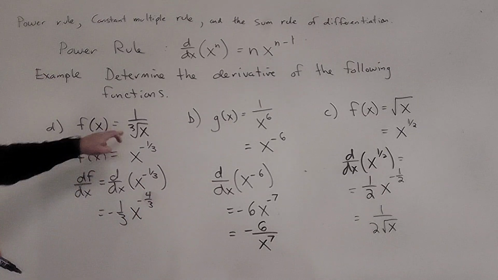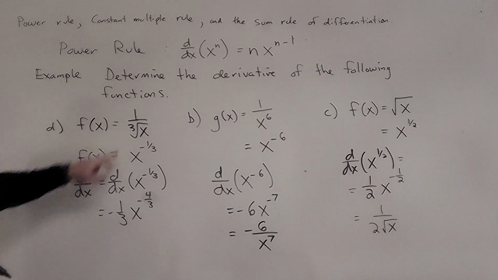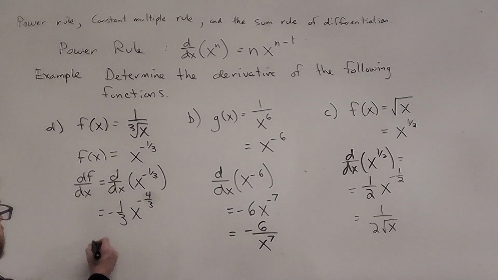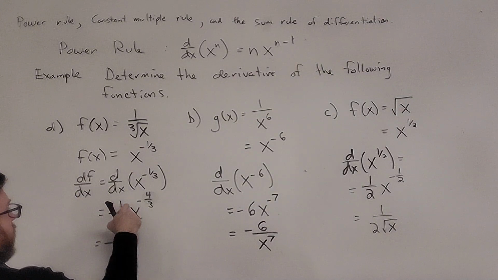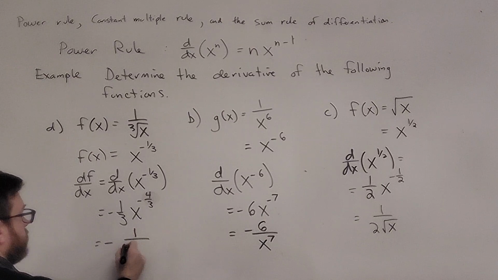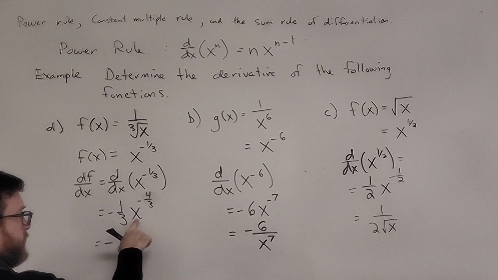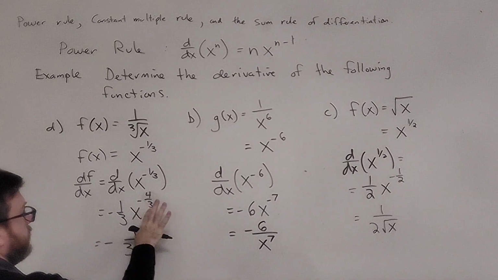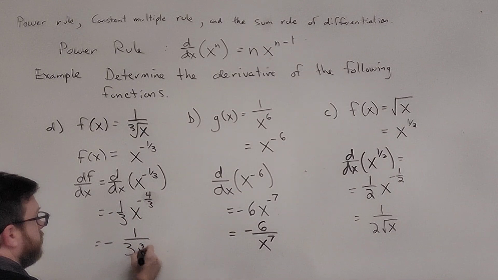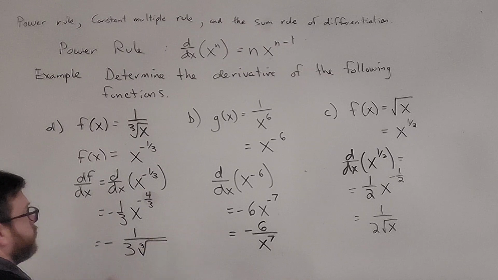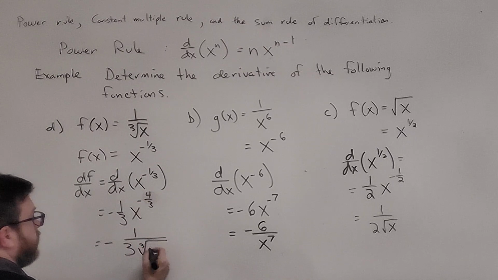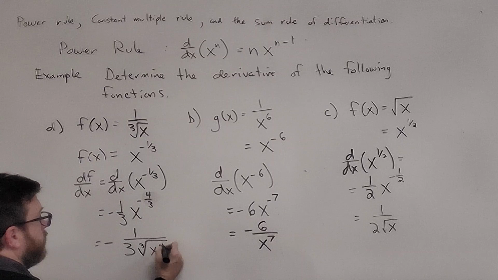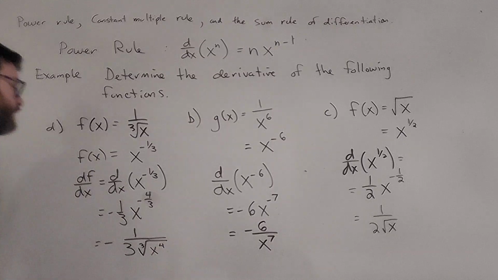Now I'd like to rewrite it back in radical form. Now we know that this is still a negative expression, so it's negative. This 1 is in the numerator, the 3 is in the denominator, and this base is in the denominator because it has a negative exponent. Now the denominator is its root for its rational exponent, and the numerator of that rational exponent is going to be its power. So it's negative 1/3 times the cube root of x to the 4th power.